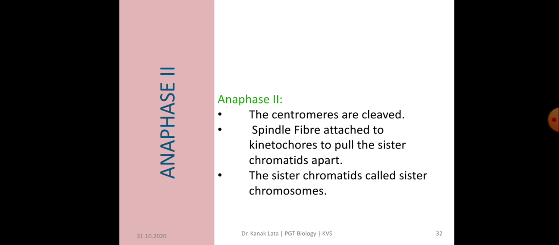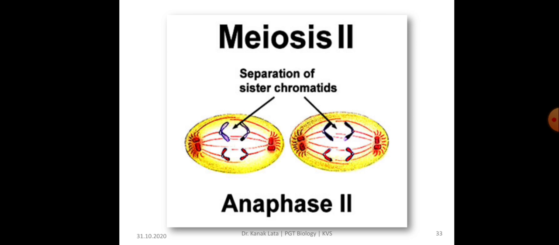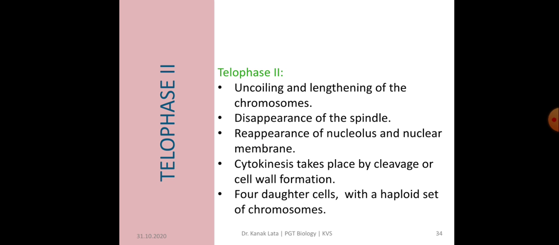Now let us discuss what is happening in anaphase 2. In anaphase 2, centromeres get cleaved and spindle fibers attached to kinetochores pull the sister chromatids apart. Now the sister chromatids are called sister chromosomes. You can observe here how separation of sister chromatids takes place in anaphase 2.